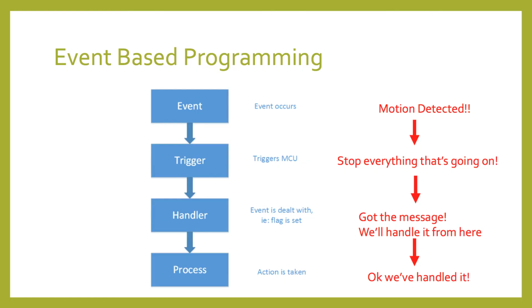Let's bring it back to our data logger. Let's imagine we want our data logger to take a sensor reading whenever an animal walks past. In event-based programming, an event occurs, i.e. the PIR motion sensor detects the animal has walked past. The microcontroller gets triggered, stops whatever the device is doing at that moment, and jumps to a special function that handles the event and then processes the response.